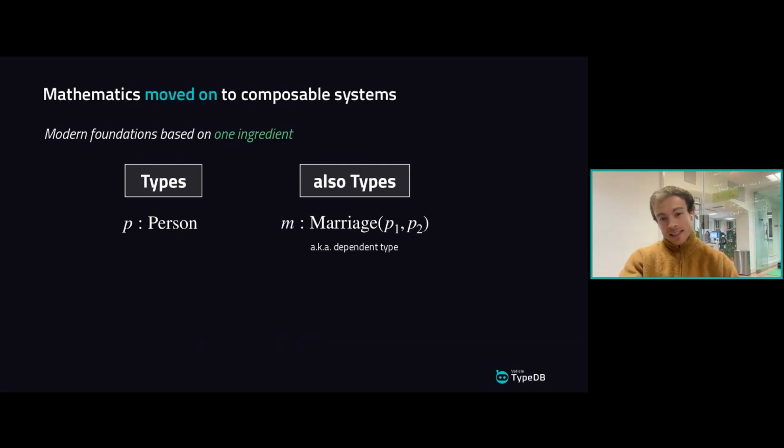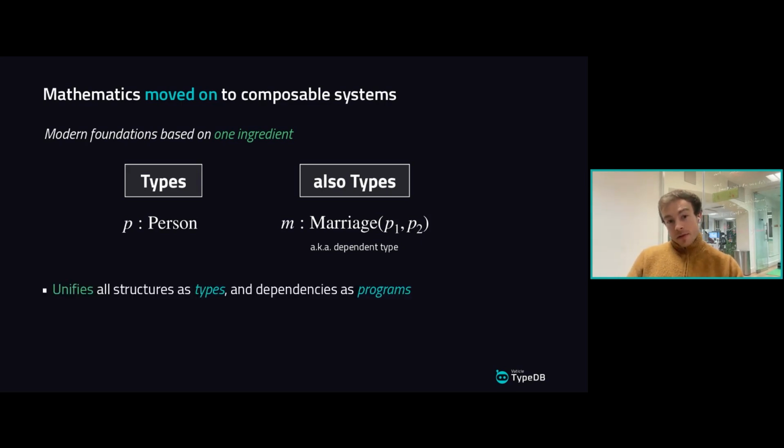And in fact, mathematics has moved on. So mathematics has moved on to composable systems. So modern foundations are actually only based on one ingredient, and that's types. So the set of person is a type, and so is the predicate of marriage between them. So everything in a way is a type. And the type of marriage between two persons, P1 and P2, could have 0 marriages in it, or it could have 1 marriage instance, or even multiple marriages. So in this sense, it is an actual generalization of predicate logic.